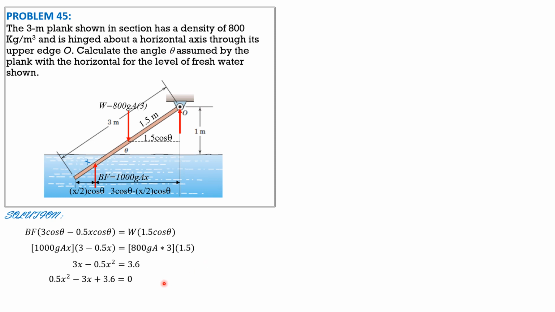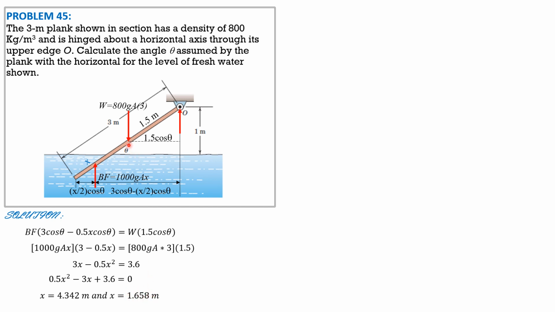Using the calculator's quadratic formula, x is 4.342 meters and x is 1.658 meters. Because 4.342 meters exceeds the length of the plank, it is an absurd value. Therefore, the acceptable value of x is 1.658 meters.